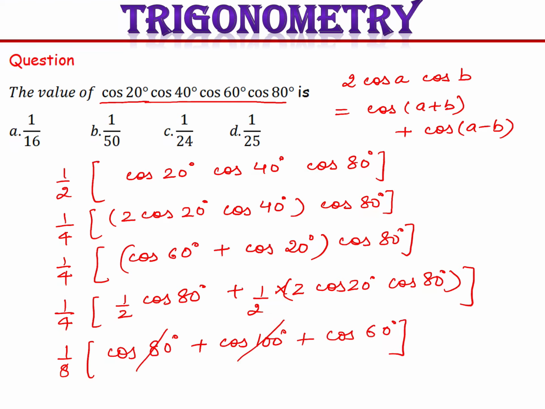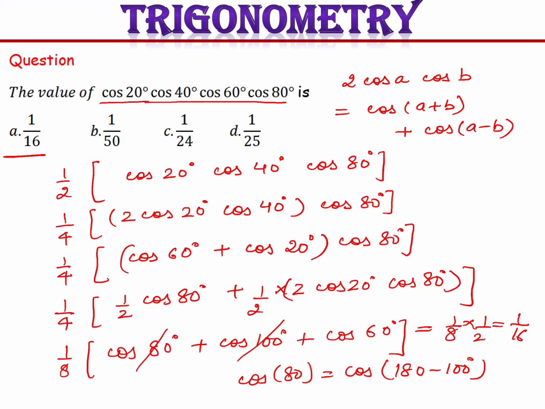Now these two cancel. Why do these two cancel? Because cos 80 will be cos (180 minus 100), and that is minus of cos 100 degree. So these two cancel, and I am going to put the value of cos 60. So 1 by 8 into 1 by 2, my answer is 1 by 16. So my answer is option A. That means 1 by 16 is my answer.